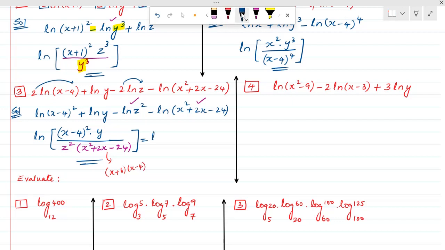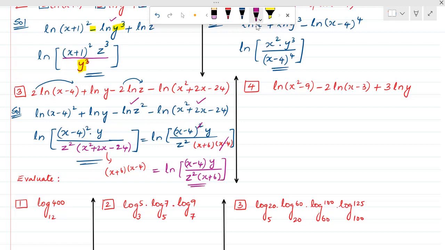So what happened? ln of (x minus 4) whole square into y over z, and this is the factoring, (x plus 6)(x minus 4). What is the cancel term? x minus 4 one time gets cancelled. The remaining answer will be ln of (x minus 4) y over z square (x plus 6). If it is not simplified, leave it up to this part. If it can be simplified, you have to write the simplified answer.